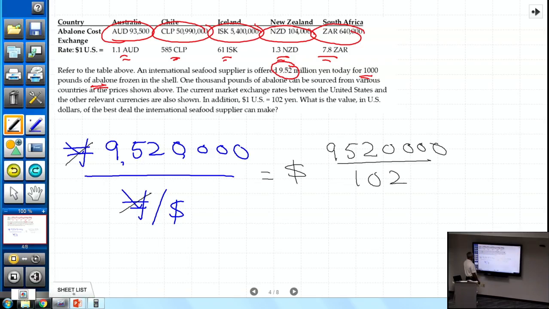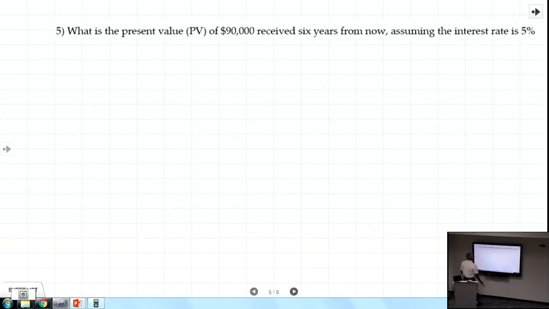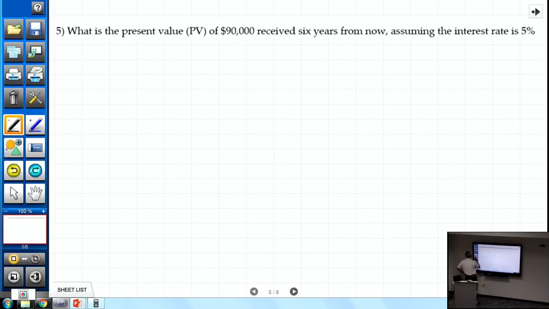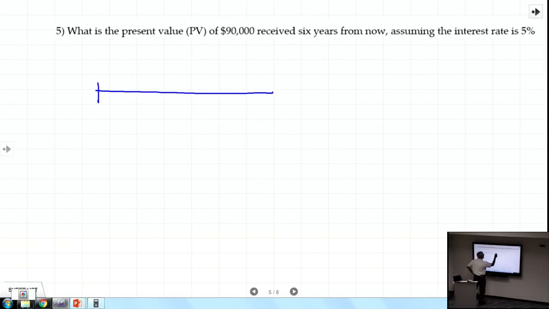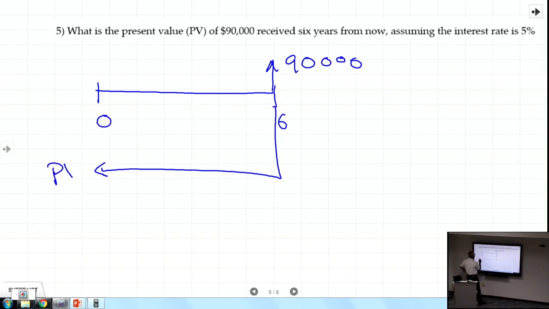Okay, I want to go back over here to: what is the present value of 90,000 received 6 years from now, assuming a 5% interest rate? Anytime you have a problem like this, one of the first things you want to do is convert that into a timeline. So you're going to receive 90,000 6 years from now, and you have to calculate the present value of that 90,000 today. The interest rate is 5%. 1, 2, 3, 4, 5, 6.